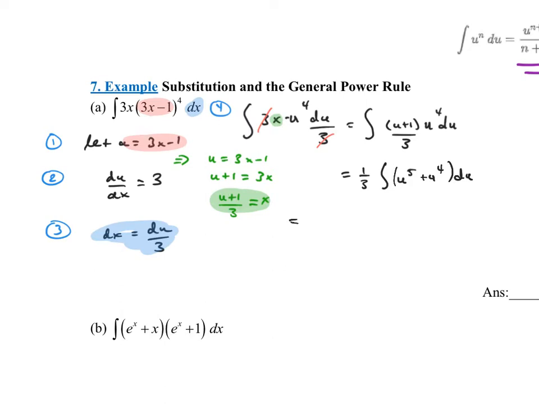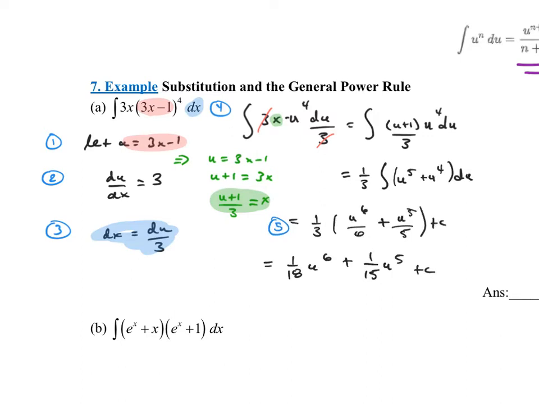Now it's written simple enough for me to integrate. The 1/3 constant multiple stays there. The integral of u to the 5th would be u to the 6th over 6, plus the integral of u to the 4th would be u to the 5th over 5. And then, of course, we have our plus c. I'm going to distribute that 1/3 to each of the constant multiples. So 1/3 times 1/6 would be 1/18 u to the 6th, plus 1/3 times 1/5 would be 1/15 u to the 5th, and that's plus c, right?